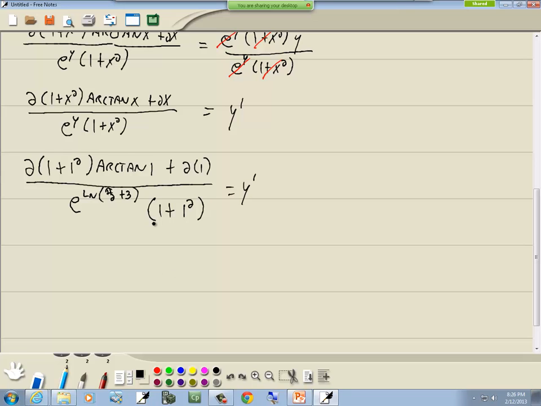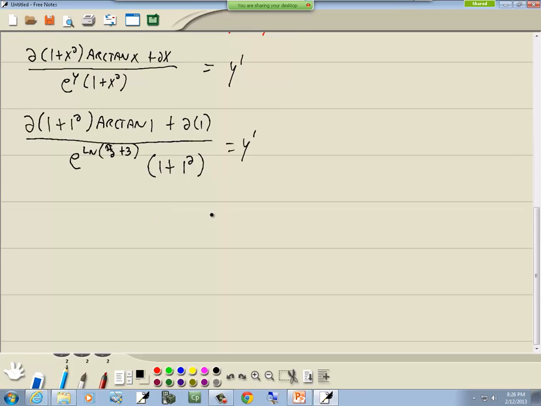Now before, when we found the slope of the tangent line, we changed that to m, but we don't have to do it here. Okay, 1 squared is 1 plus 1 is 2, so 2 times 2 is 4. So we got 4 arctangent of 1 plus 2 over 1 squared is 1 plus 1 is 2, so that's 2e to the natural log of pi over 2 plus 3 equals y prime.